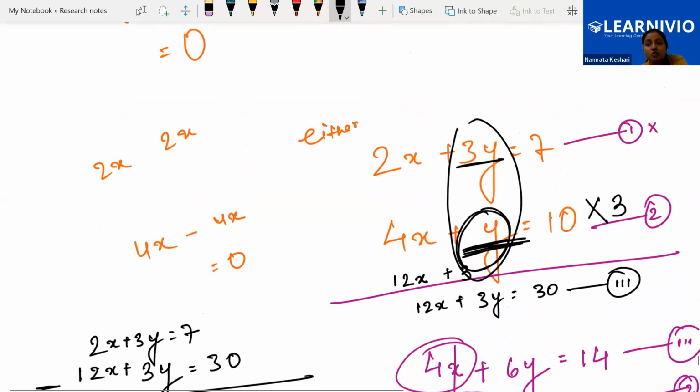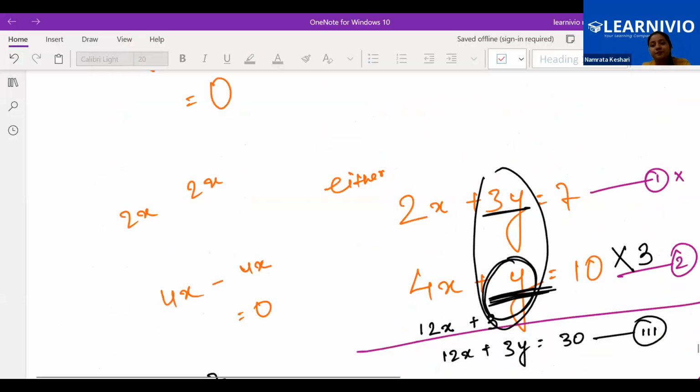Is it making sense to both of you, Arya and Aisha? Yes, mom. Either we can make the x coefficient same, or we can make the y coefficient same.